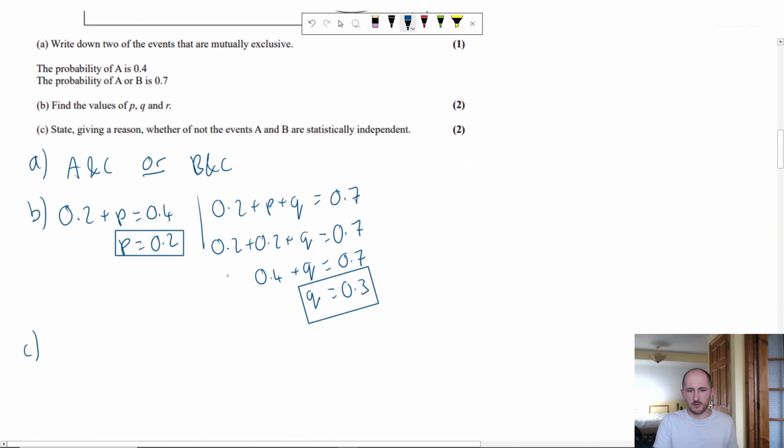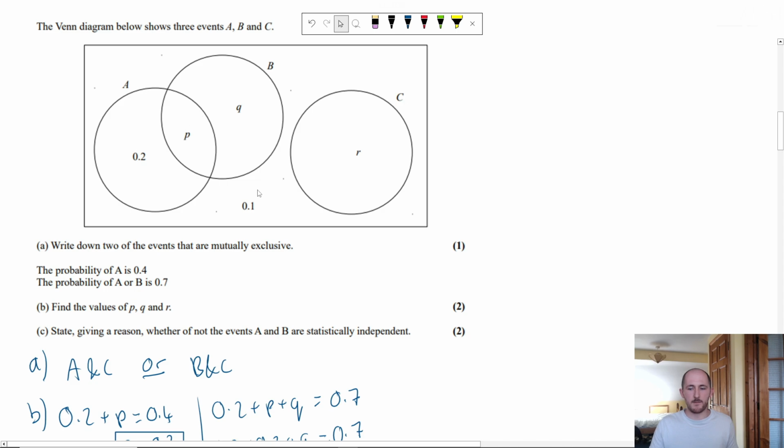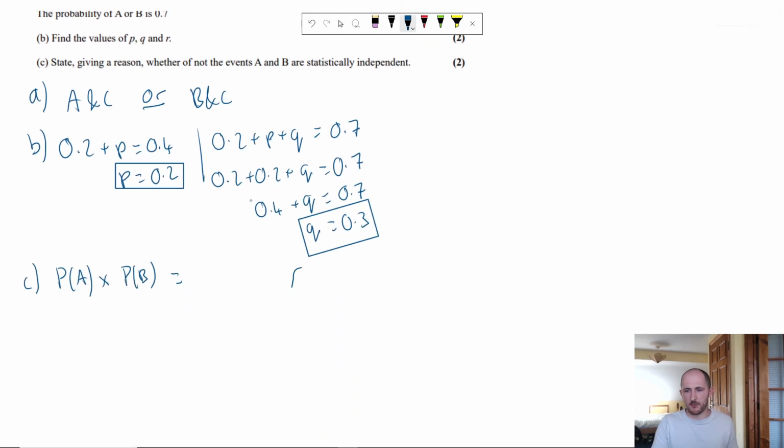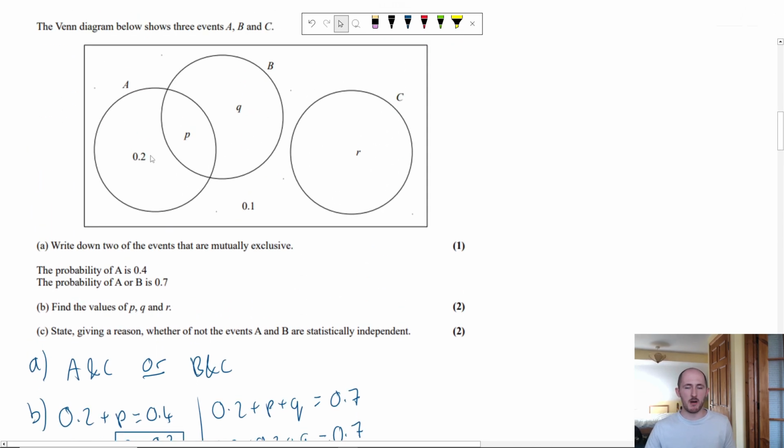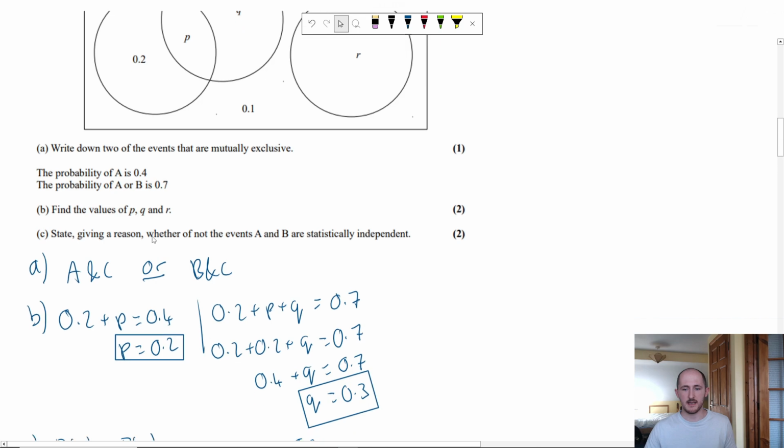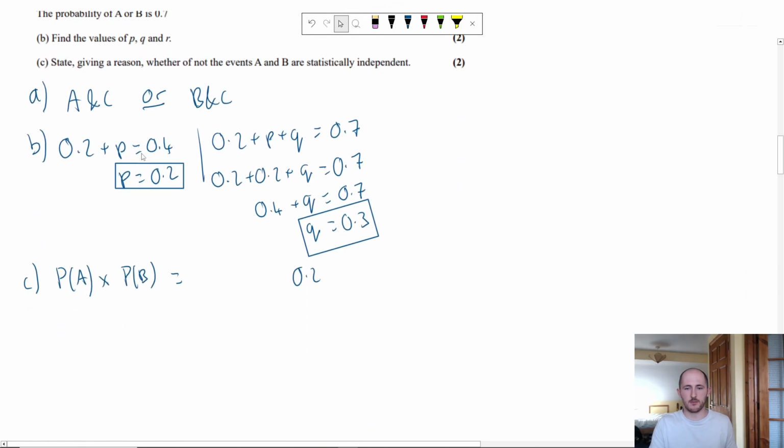We're going to do the probability of A multiplied by the probability of B and see if we get whatever P is. So we're going to see if we get 0.2. And I'm going to write that over there. So what's the probability of A? Well, keep in mind, it's not just 0.2. It's 0.2 and P. P is 0.2 as well, so in other words, it's 0.4.